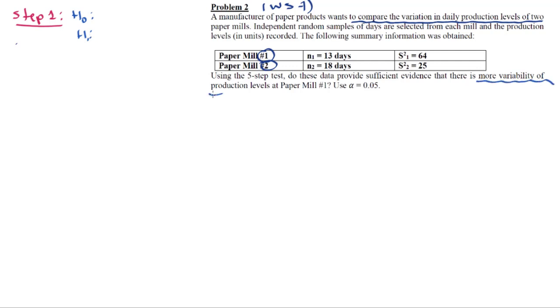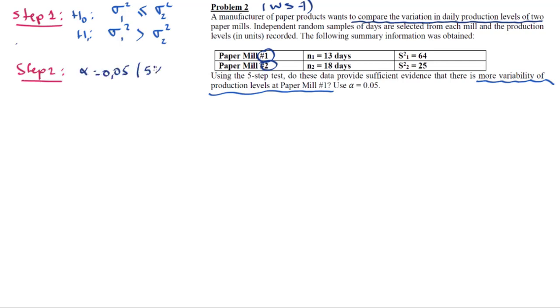In step 1, we state our hypotheses. The claim is that we have more variability in the production level at paper mill 1. So H1 would be stated as follows: the variance in paper mill 1 is higher than the variance in paper mill 2, and H0 would be the complete opposite: the variance in paper mill 1 is less than or equal to the variance in paper mill 2.